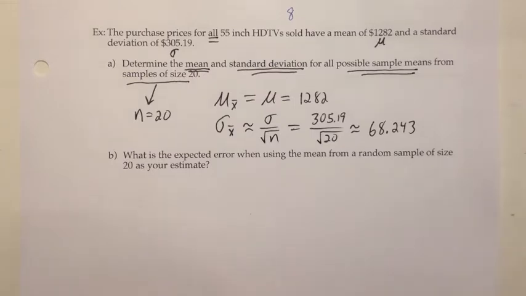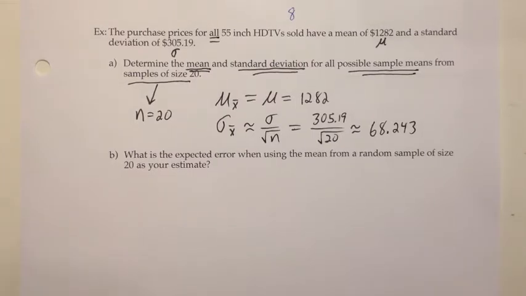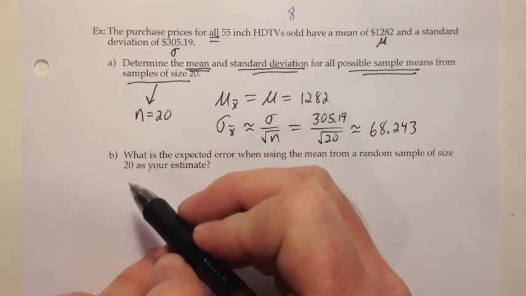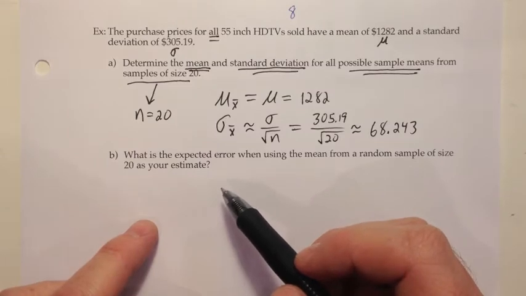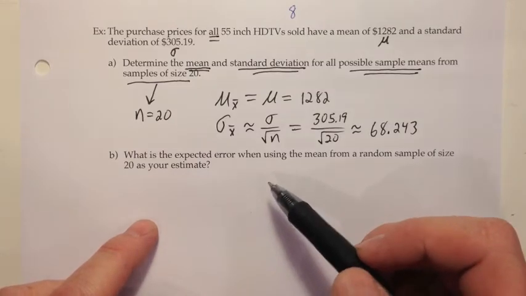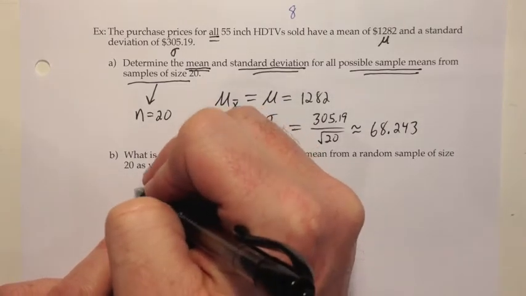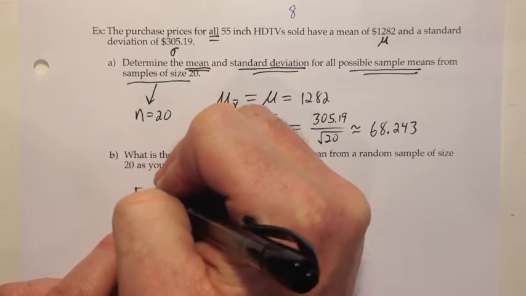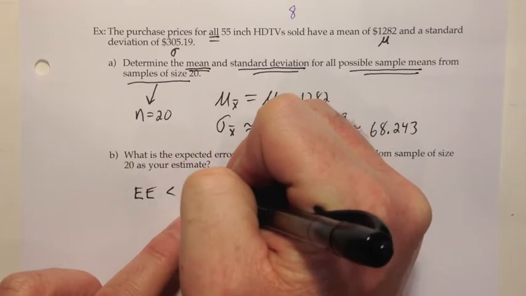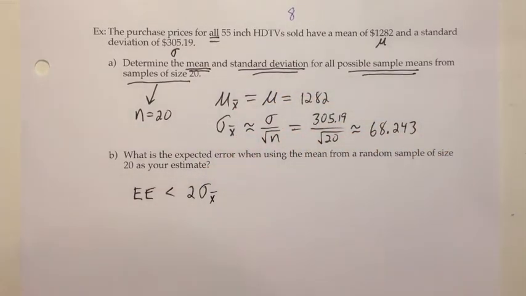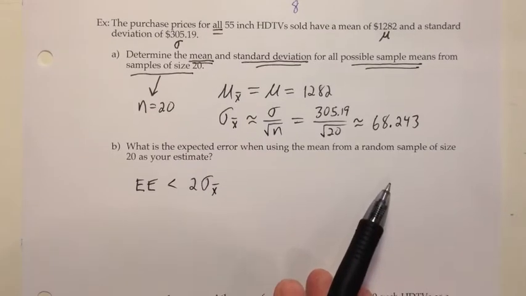What is the expected error when using the mean from a random sample of size 20 as your estimate? Well, in section 7.1 and 7.2 we said that the expected error for p hat was less than 2 standard deviations of p hat. We get the same thing here, that the expected error for a sample mean problem is less than 2 standard deviations of x bar. So it's the same idea as in the previous sections, it's just we're using the standard deviation of x bar instead of the standard deviation of p hat.